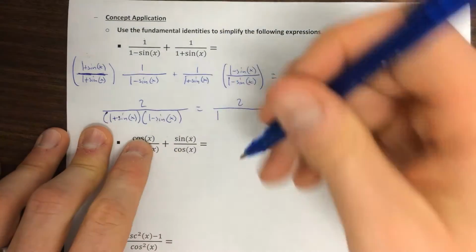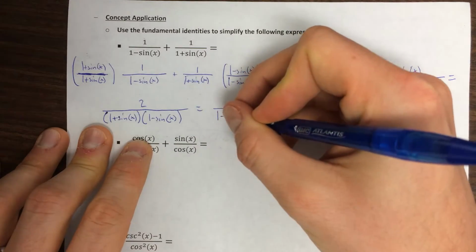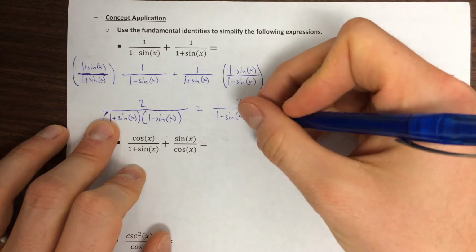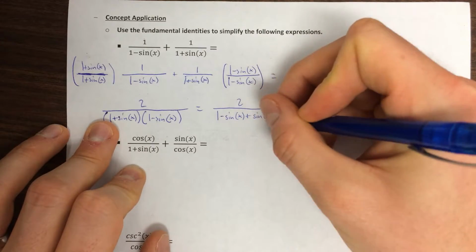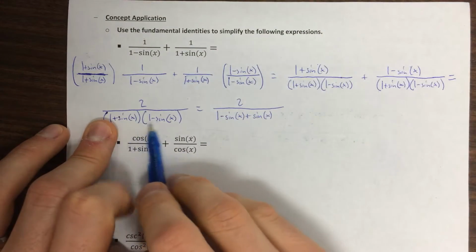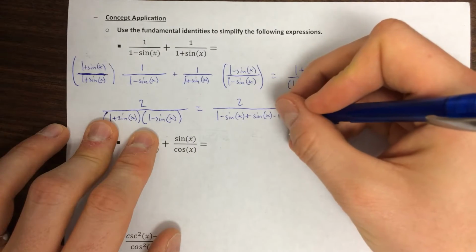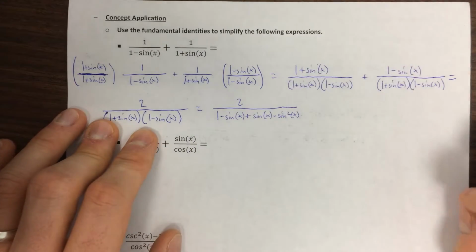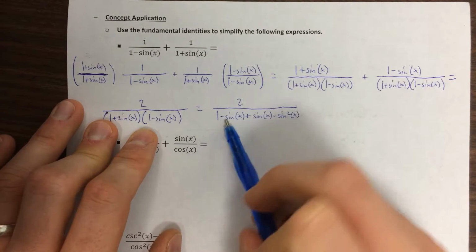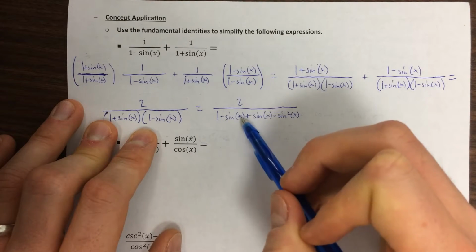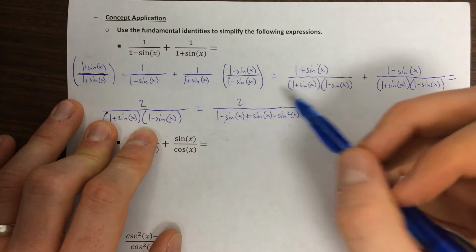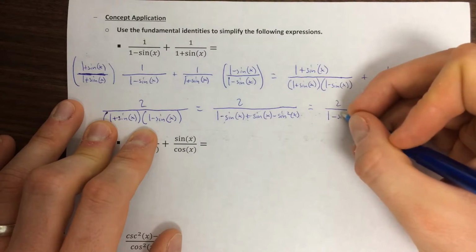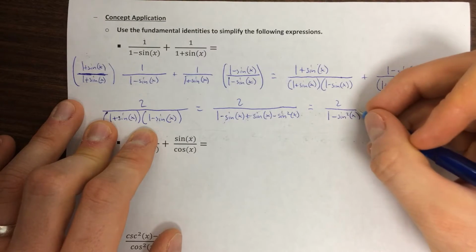So, quote unquote FOIL. 1 times 1 would give us 1. 1 times negative sine x would give us negative sine x. Sine x times 1 would give us positive sine x. Positive sine times negative sine would give us negative sine squared x. We can see that these two, negative sine plus sine, go away. So we're left with 2 over 1 minus sine squared x.